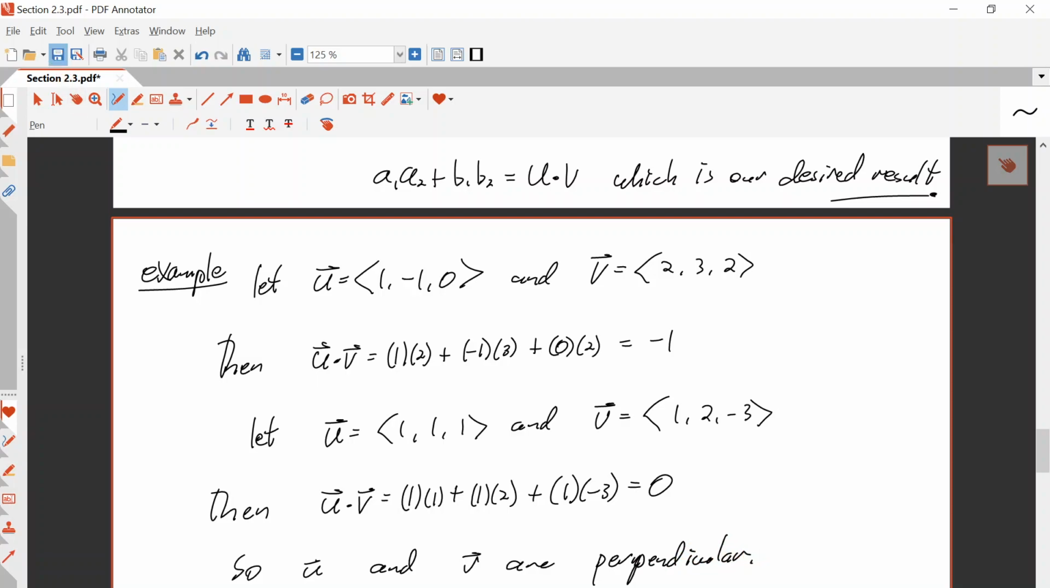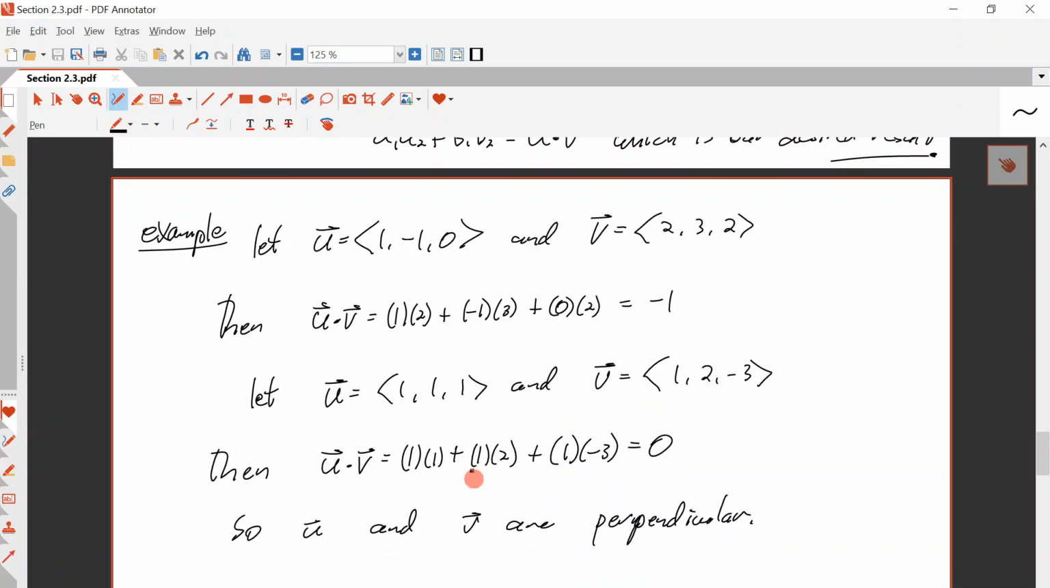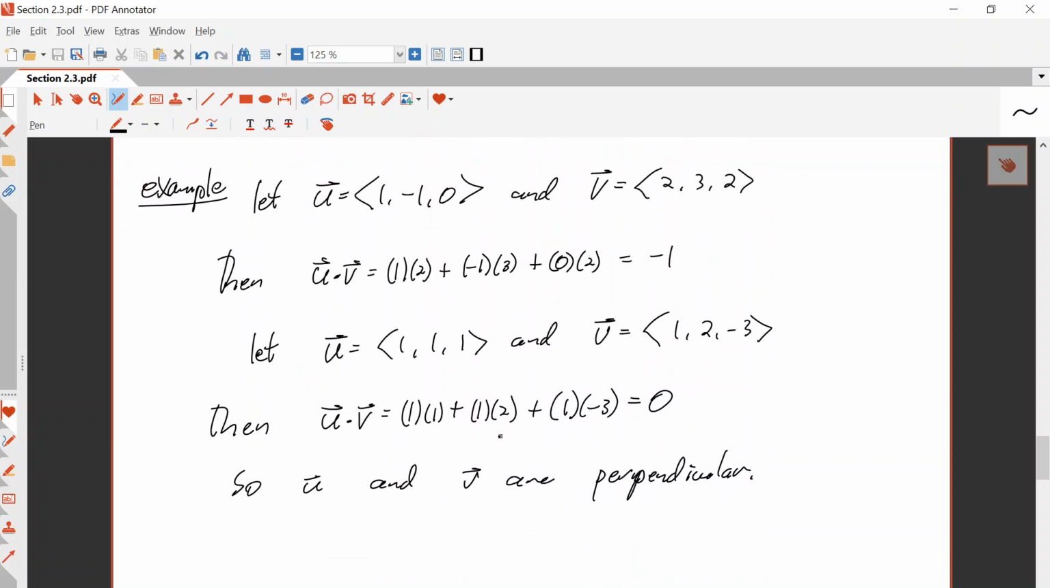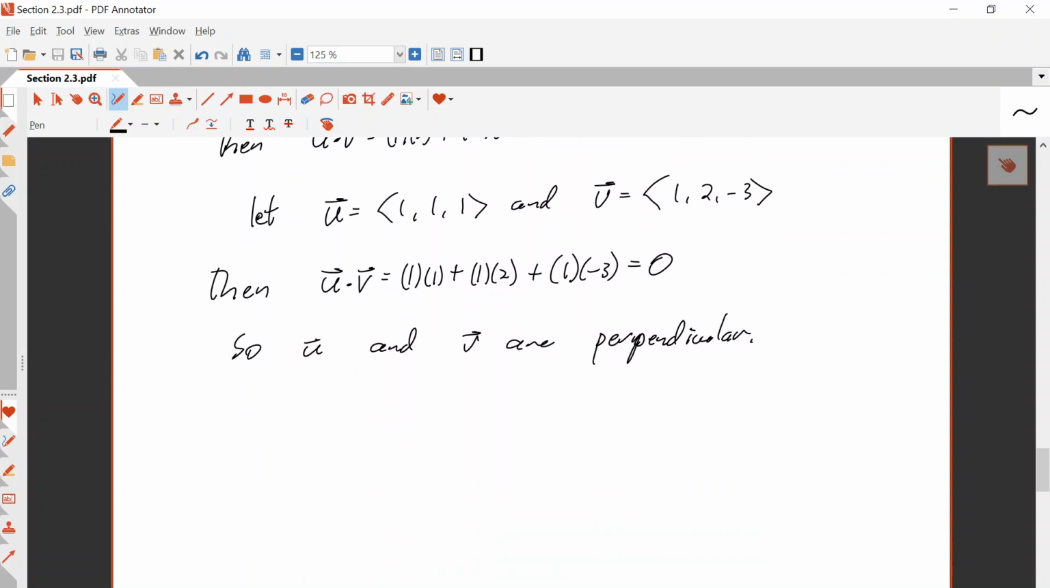Right, so you can tell when u and v are orthogonal just by checking a product and sum of components. All right, it's a pretty strong result. Even a little bit deeper than this is the following consequence.